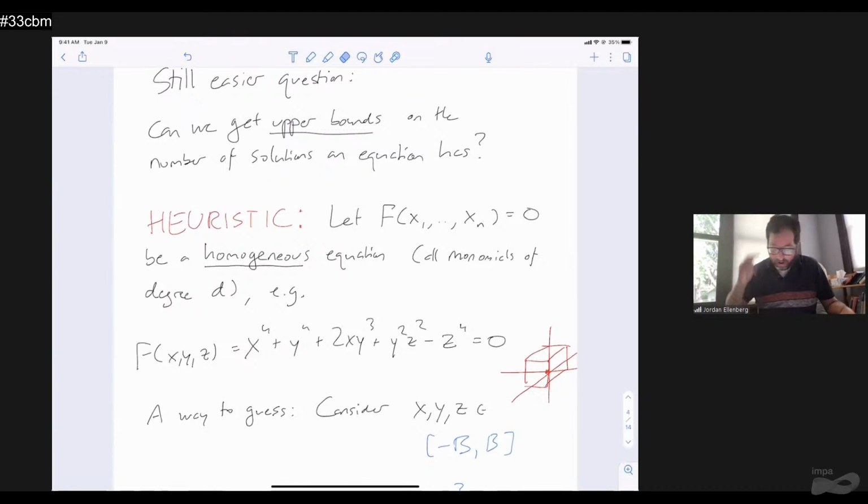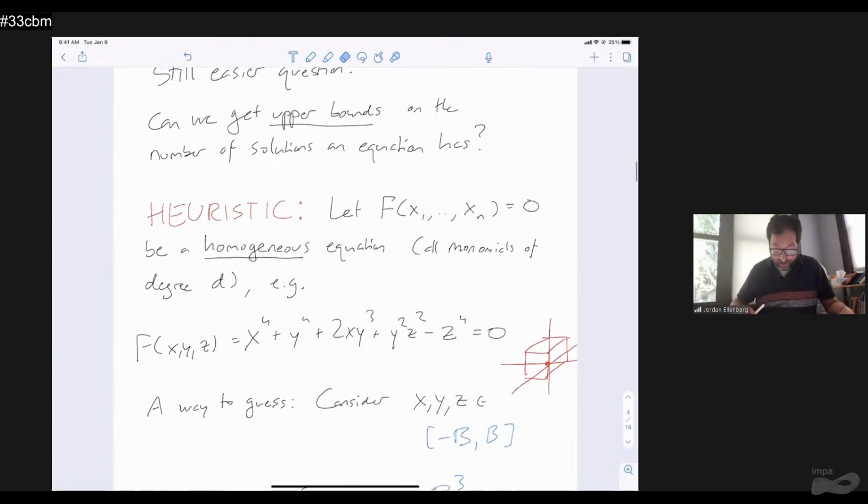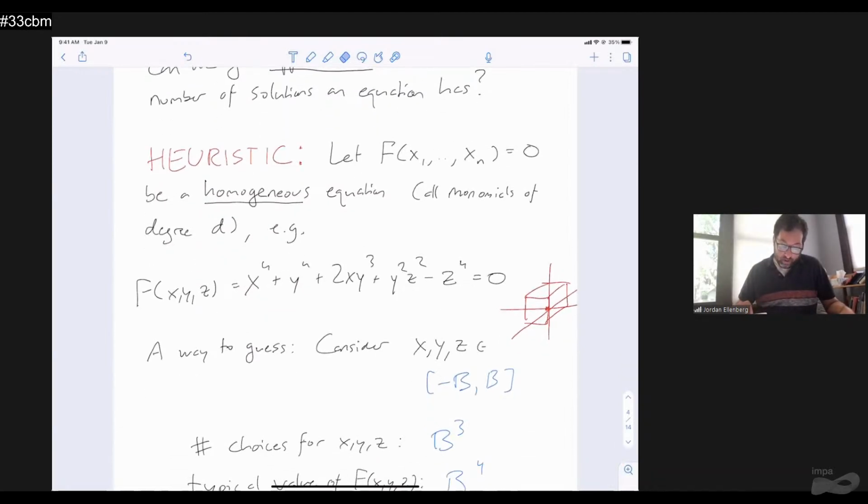Okay, so how many choices of x, y, and z are there? Well, there's about b cubed. And now I hope people on the YouTube are going crazy and saying, like, isn't it like 8b cubed? Or maybe it's like 2b plus 1 quantity cubed or something like that. Let me just say we are going to be very lax about constants in this talk. So I'm really mostly going to be focused on the order of growth of various functions. So I'm not going to distinguish between 8b cubed and b cubed. It's the order of growth in b is b cubed.